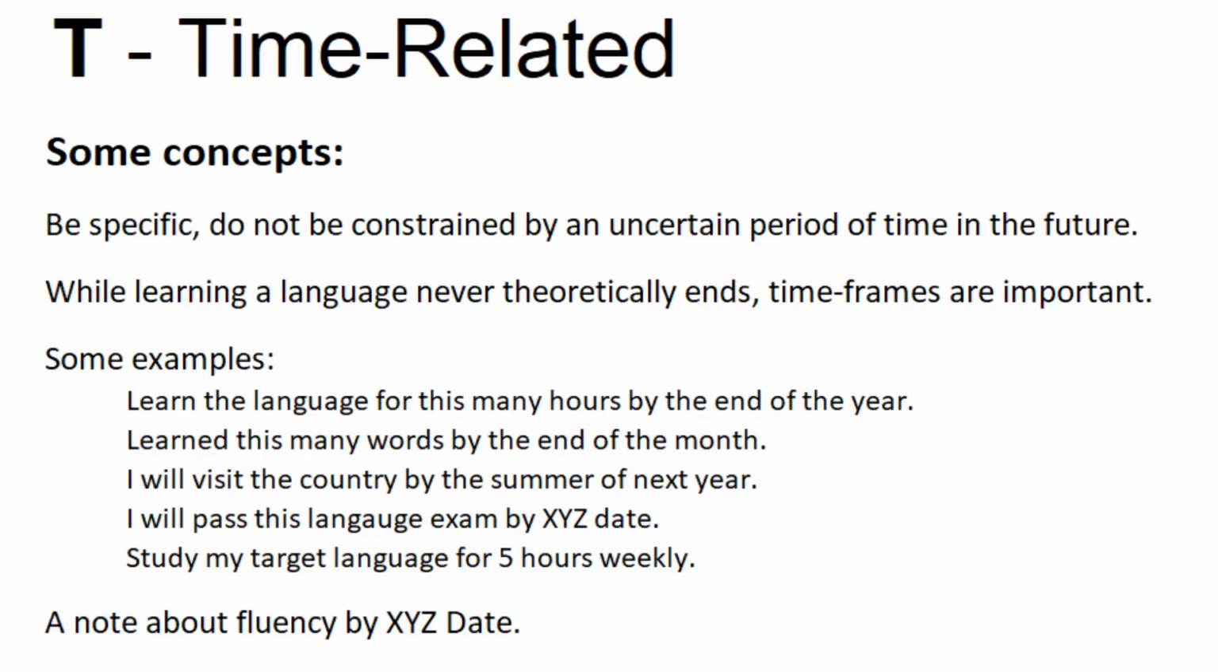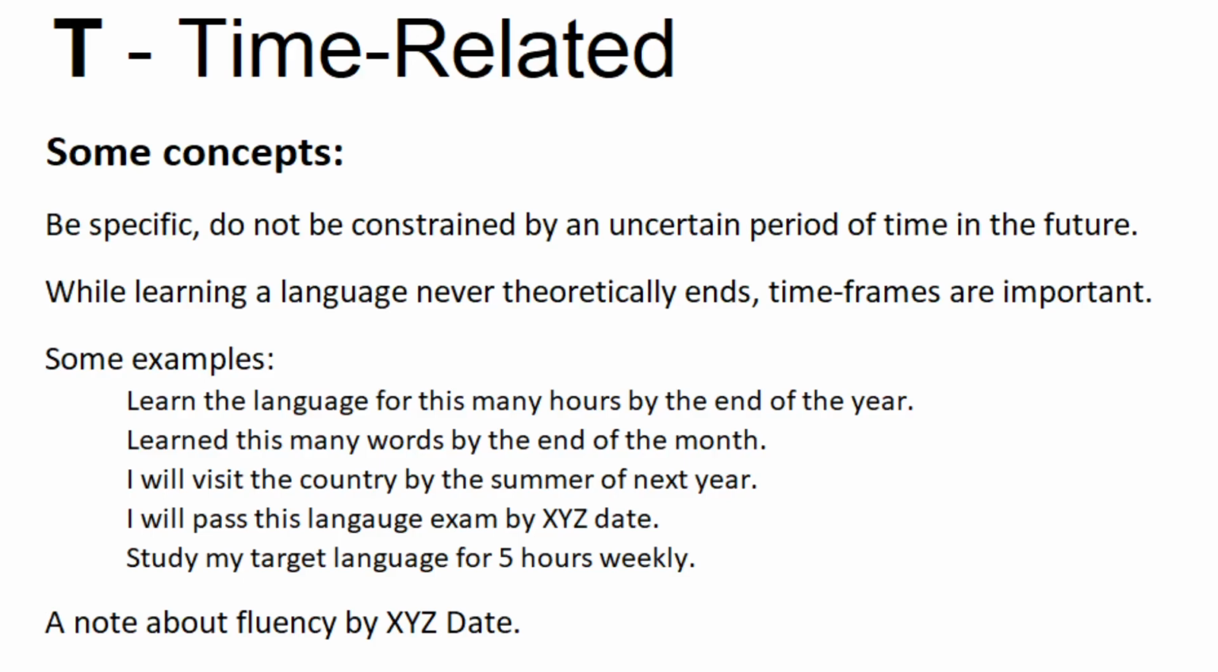It can also be things like learn this many words by the end of the month, which you could use a flashcard system like Anki or Memorize to measure those words and try to get to that total by the end of the month, the end of the week, or whatever it is. It could even be things like, I want to visit the country by the summer of next year. You can even be very specific about that goal, like I'm going to purchase the ticket by April of next year.